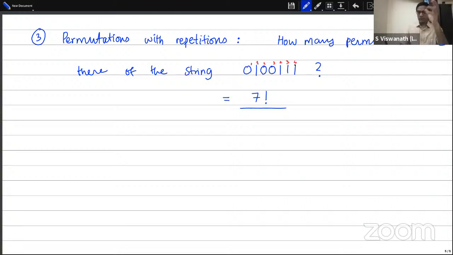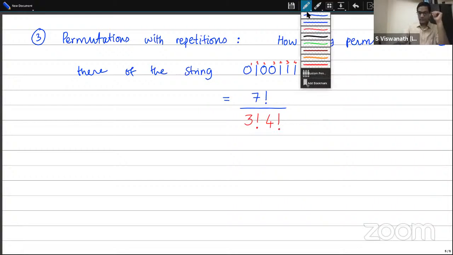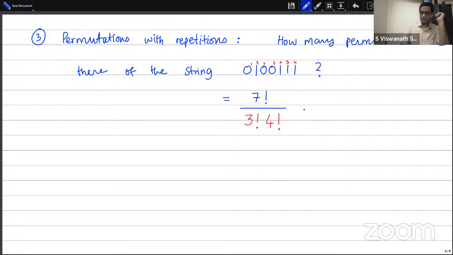Now I imagine permuting these 7 distinguishable letters, but for the 3 zeros that I have, 0₁, 0₂, and 0₃, any permutation of those 3 doesn't affect the final word. Similarly, any permutation of the 4 ones in my word does not affect my final answer. So you're overcounting by a factor of 3 factorial times 4 factorial. So that's exactly the number of permutations with repetitions.